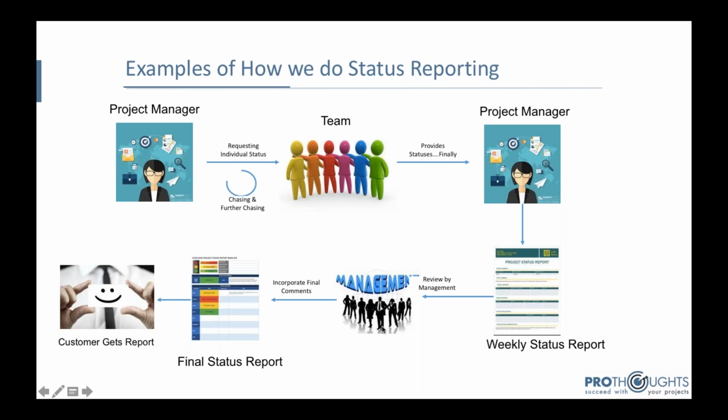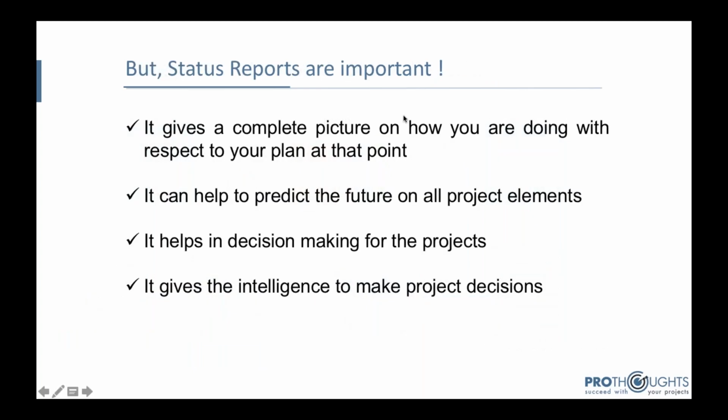So these are general examples of status reports. But I do agree that status reports are important. One, it gives you a complete picture of how you're doing against the plan. You had the plan, now how you're performing on the ground, you get the status. This helps to create intelligence and therefore predict the future on all project elements, and therefore make some critical decisions on the project. So status reports are important, and how to go about doing that is something I would like to discuss.